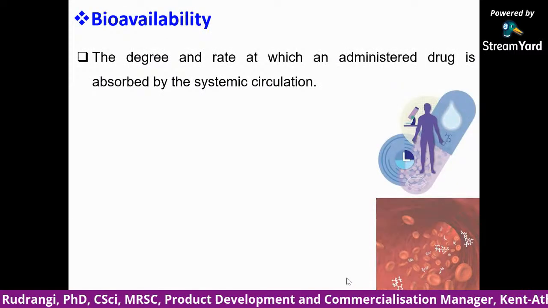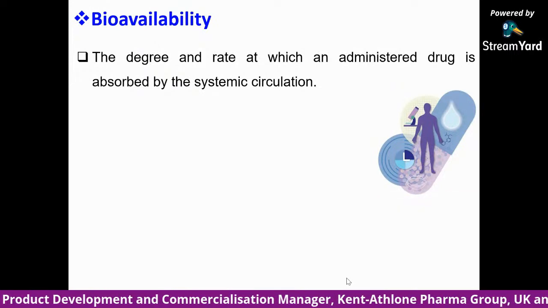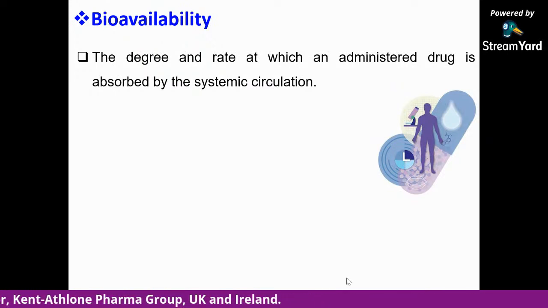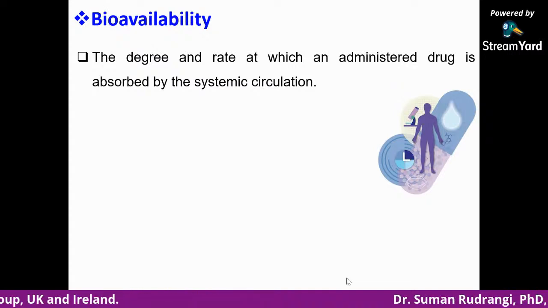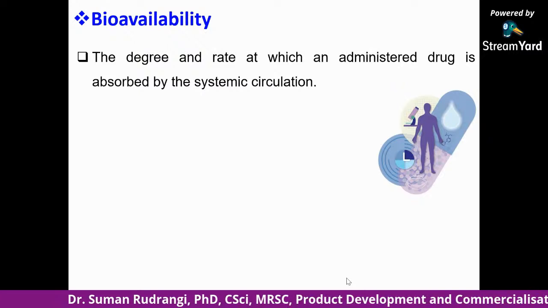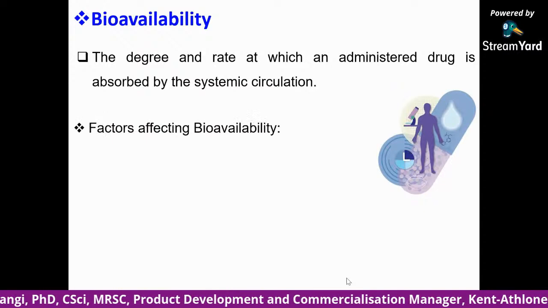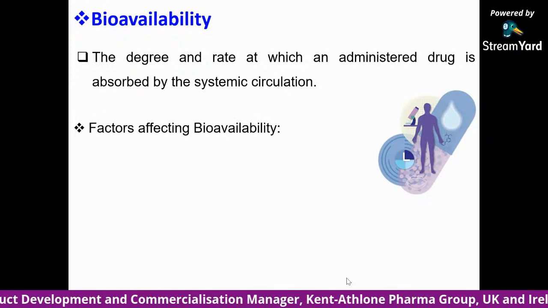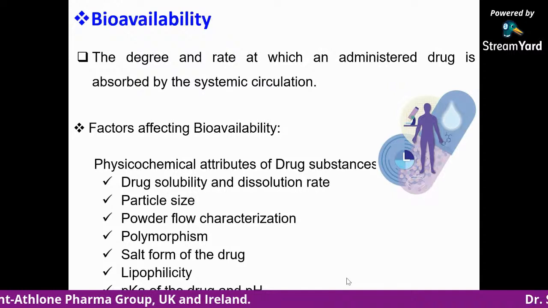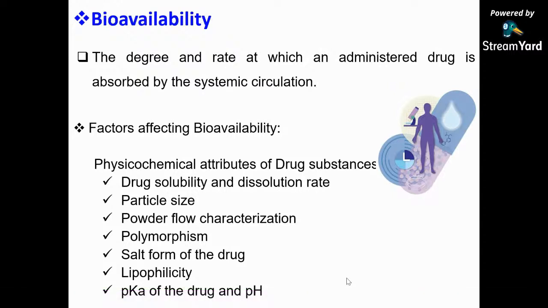And coming to bioavailability, the degree and rate at which an administered drug is absorbed by the systemic circulation. So we talk about the drugs or actives being bioavailable. Here it means the degree and rate at which the drug gets absorbed into the systemic circulation, into the blood levels. And there are various factors that affect bioavailability. There are solubility, as we discussed before, and dissolution rate. An increase in the drug solubility would definitely increase dissolution rate. An increase in drug solubility along with the dissolution rate would definitely enhance the bioavailability of the drug substances.